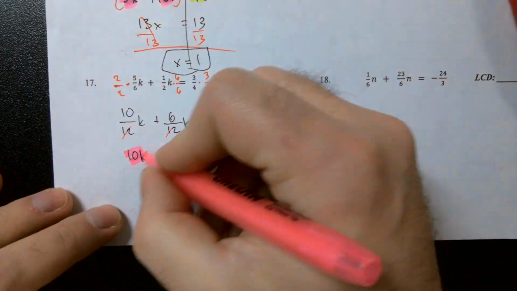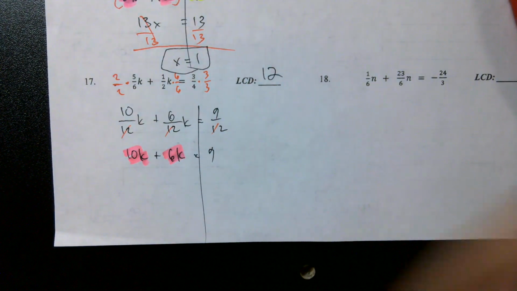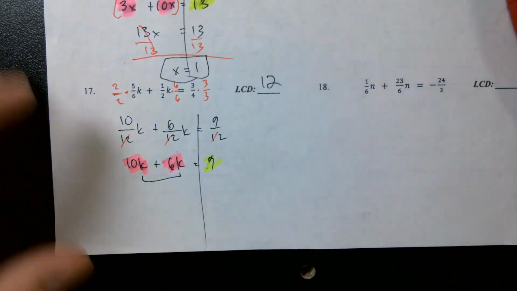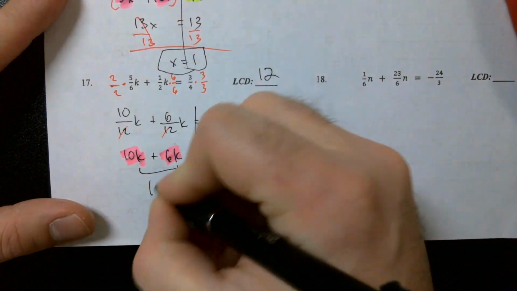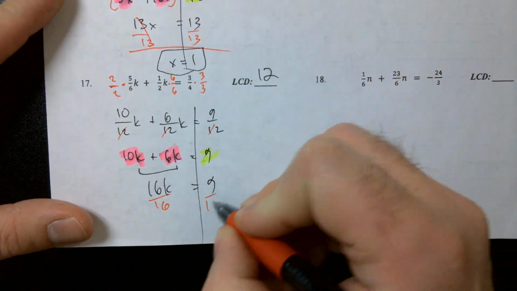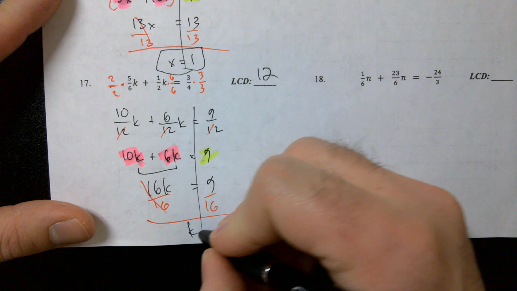And again, I've got variable plus variable. It'll be 16k, equals constant. So we're going to combine those like terms and get 16k and then divide by 16. Can I simplify 9 over 16 at all?